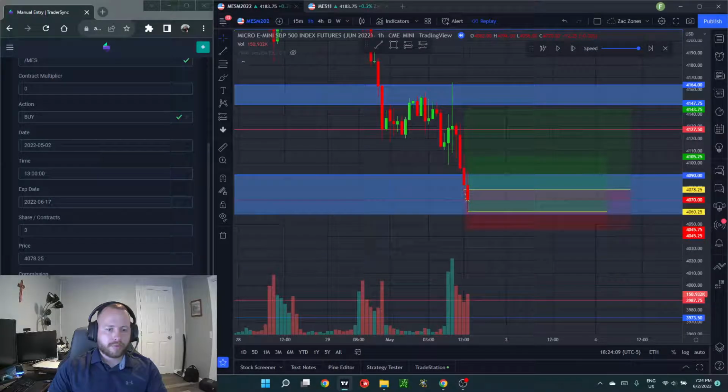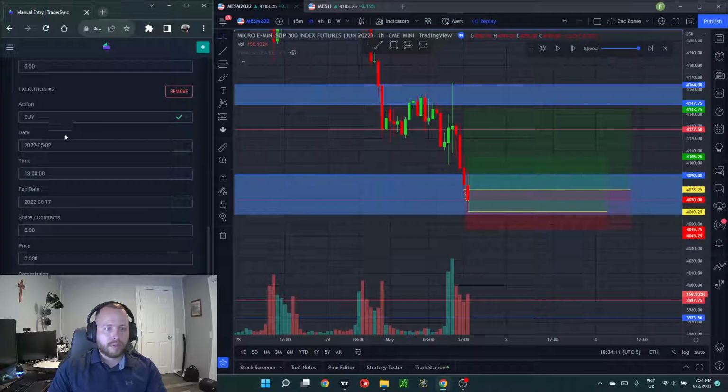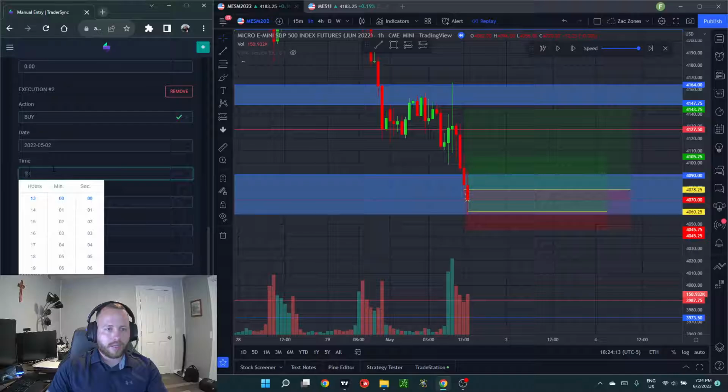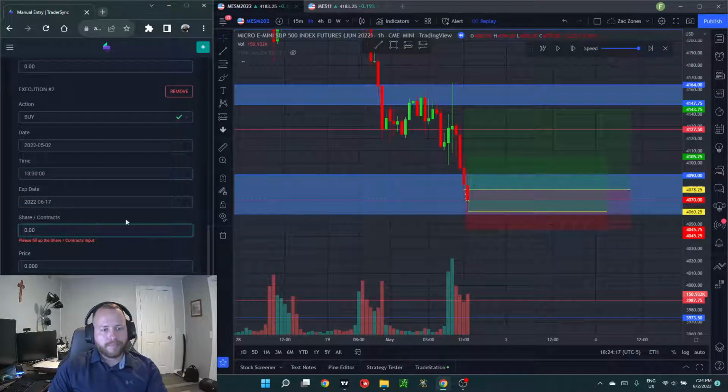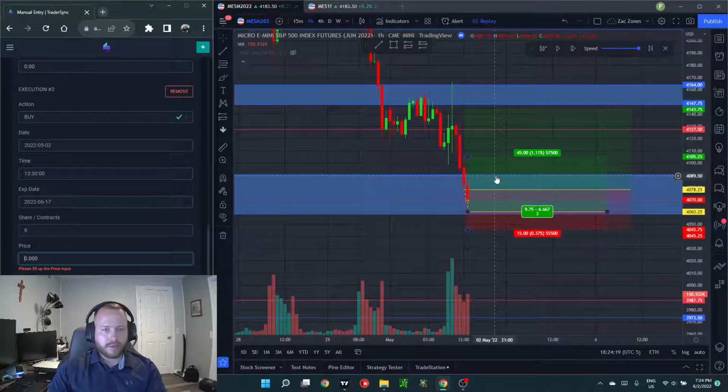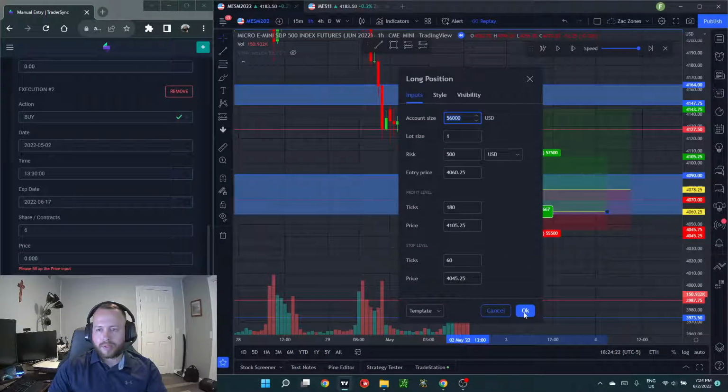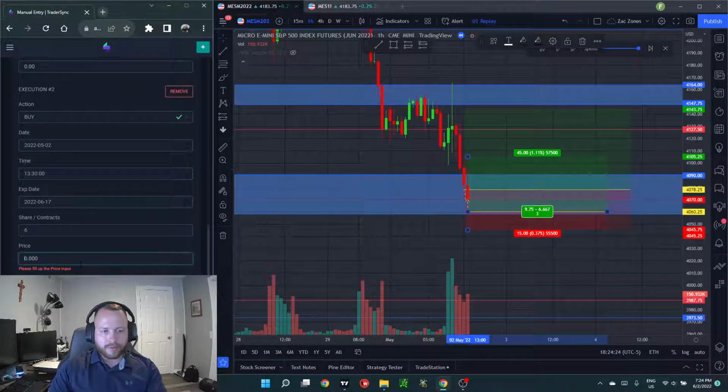Hopefully that turns into a winner. So at execution, we buy the 2nd of May at, I'm just going to call it 13.30. We buy 6 contracts for a price of 40.6025.